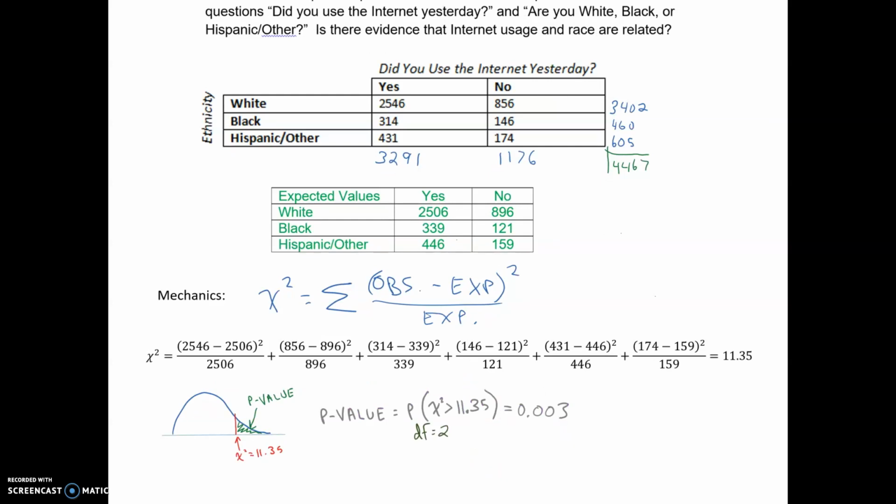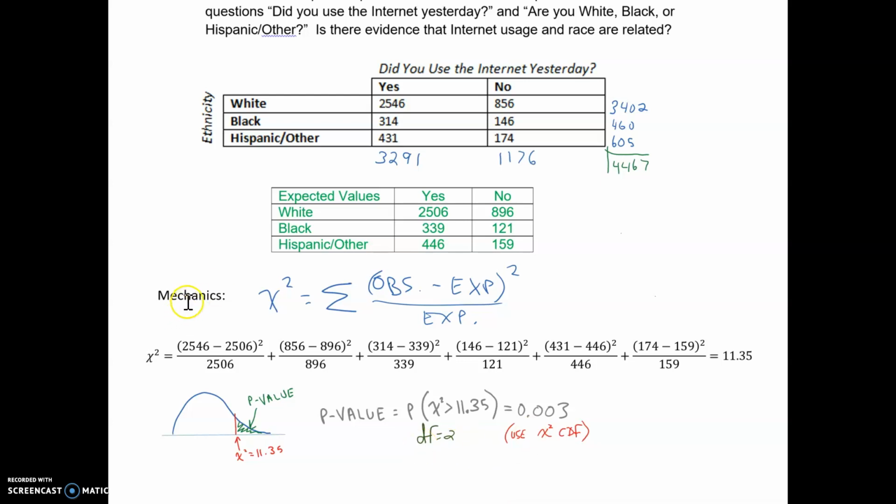So our p-value we get by doing the probability that our chi-squared statistic is greater than 11.35, right? That's the p-value here in our little picture. All right, and so we're going to use chi-square CDF for that. Okay, chi-square CDF in our calculator. Make sure if you're not getting that, if you don't know what to do there, email me, let me know, and I'll help you out.